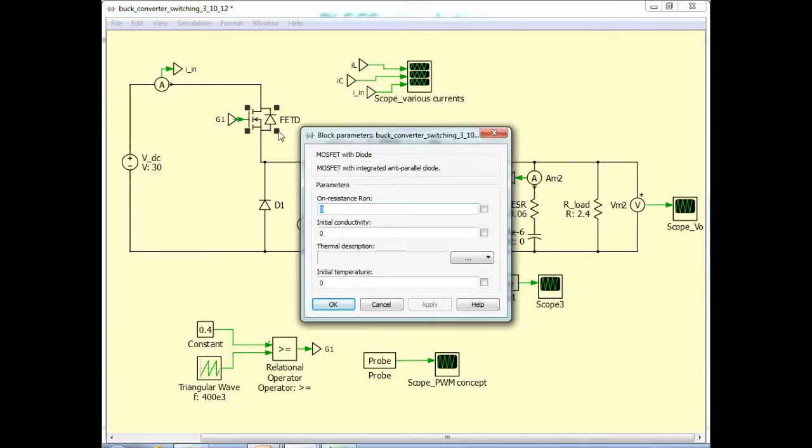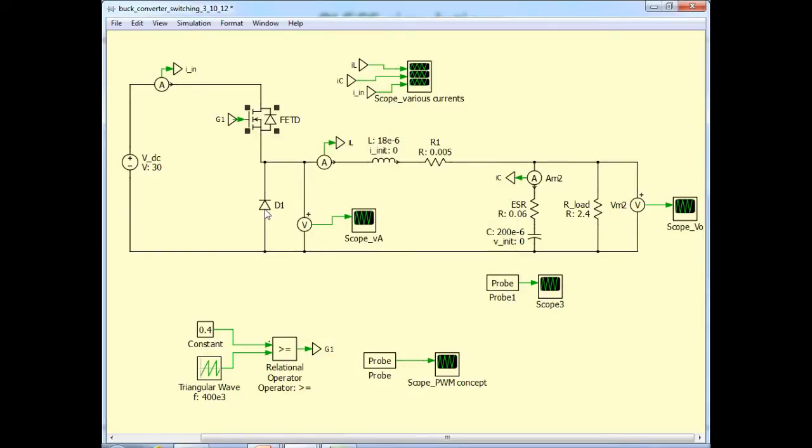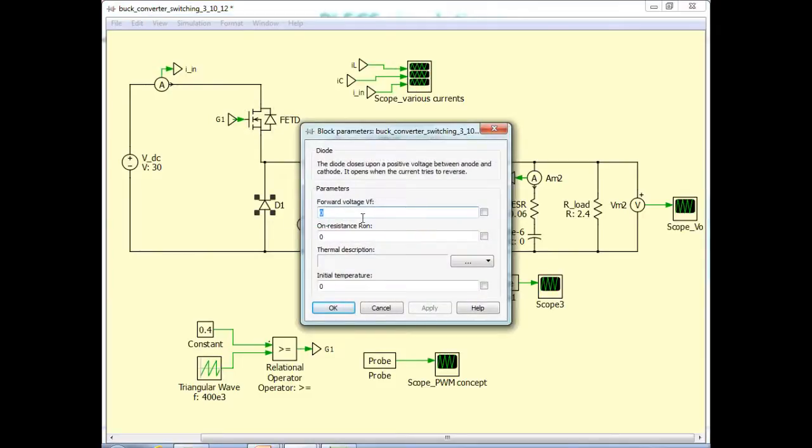If you go inside, we can set the on-state resistance RDS on. Presently I've assumed an ideal component, so I've set the R on to be 0, and there are a few other parameters that we can change which we don't need right now. Here is the buck converter's diode, and if we go inside, the things that we can change are the forward voltage drop. Once again, for the ideal diode it is 0. We can also set the on-state resistance of the diode, which again is set at 0 for an ideal component.